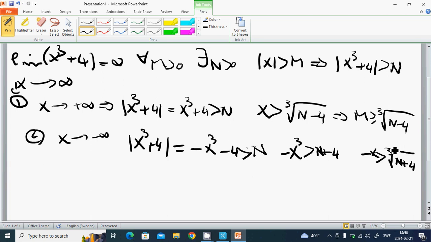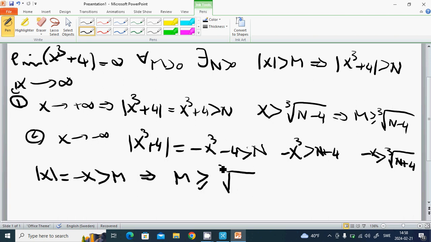And also absolute x is minus x, greater than m, then m is greater than or equal to the cube root of n plus 4. And this part depends on this part. Okay, it was all in this part.